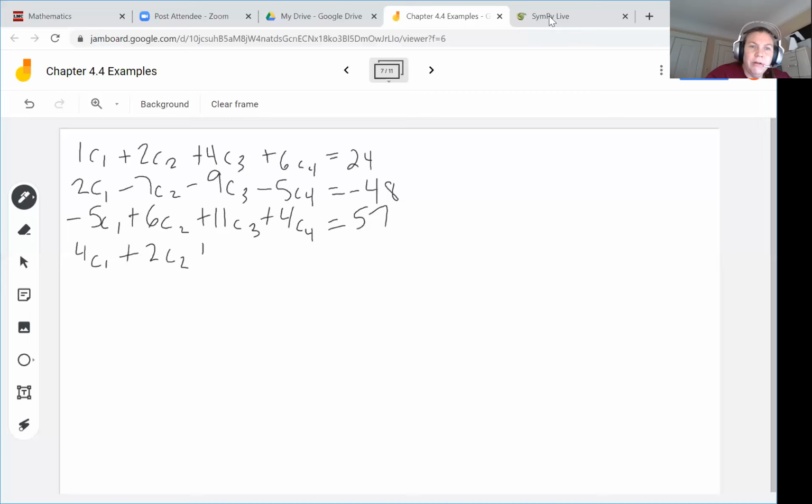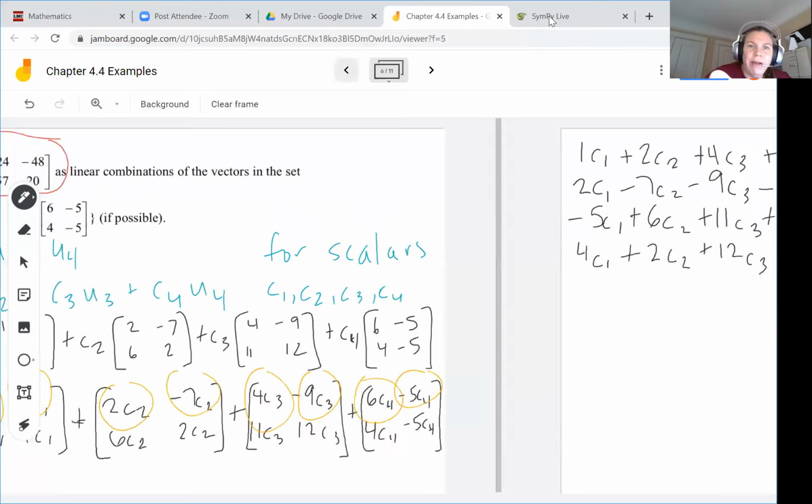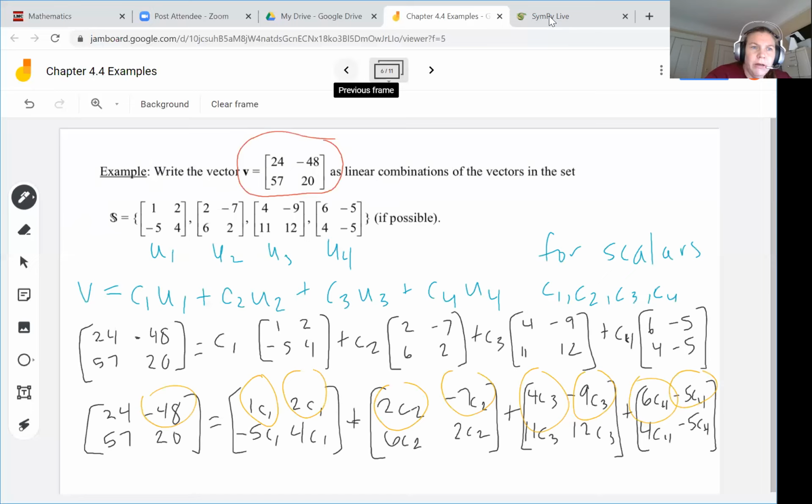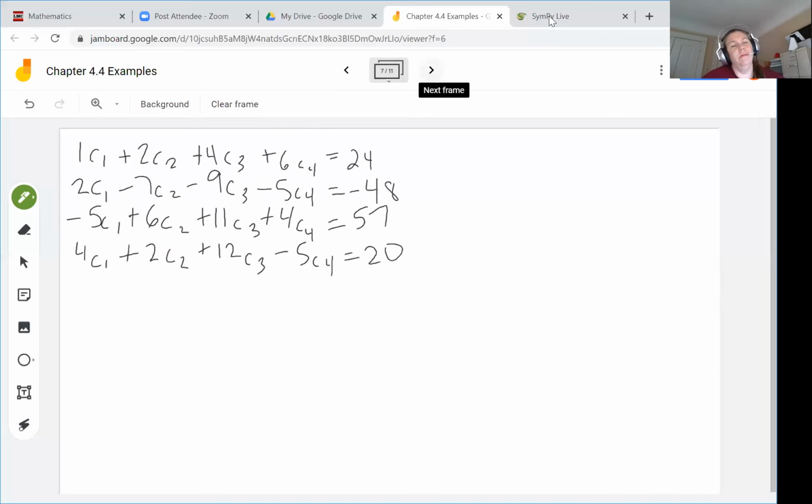And then our last entries are going to give us 4C1 plus 2C2 plus 12C3 minus 5C4 equals 20. And you can see those are just the values that were in row 2, column 2, added up to equal 20, which is in row 2, column 2 of vector V.